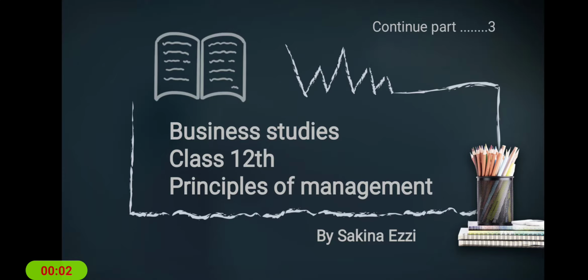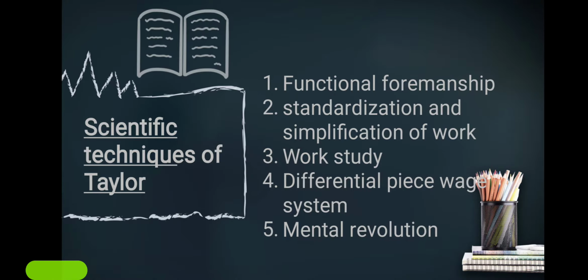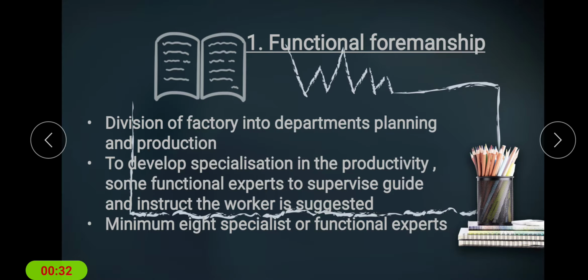Continuing the topic of principles of management given by F.W. Taylor. Taylor had developed some scientific techniques through various experiments at his workplace. These techniques are functional foremanship, standardization and simplification of work, work study, differential piece wage system, and mental revolution. Let's discuss these techniques in detail.